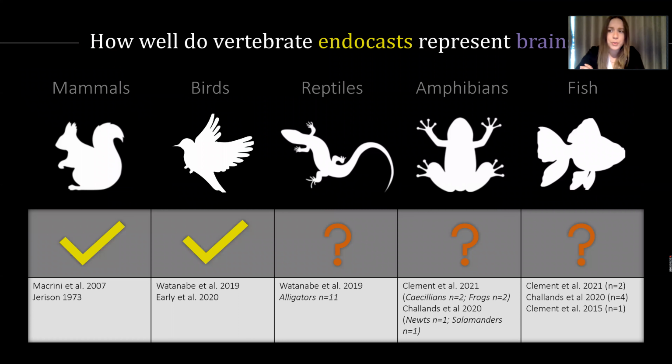So how well do vertebrate endocasts actually match up to their respective brains? Well, we know for mammals and birds, there's been a lot of really great work done to show that the size and shape of an endocast is actually a pretty good proxy for the real brain. But when it comes to reptiles, amphibians, and fish, the waters are still a little muddy. So I wanted to begin to address this. And I had to start somewhere. I decided I would start with frogs.